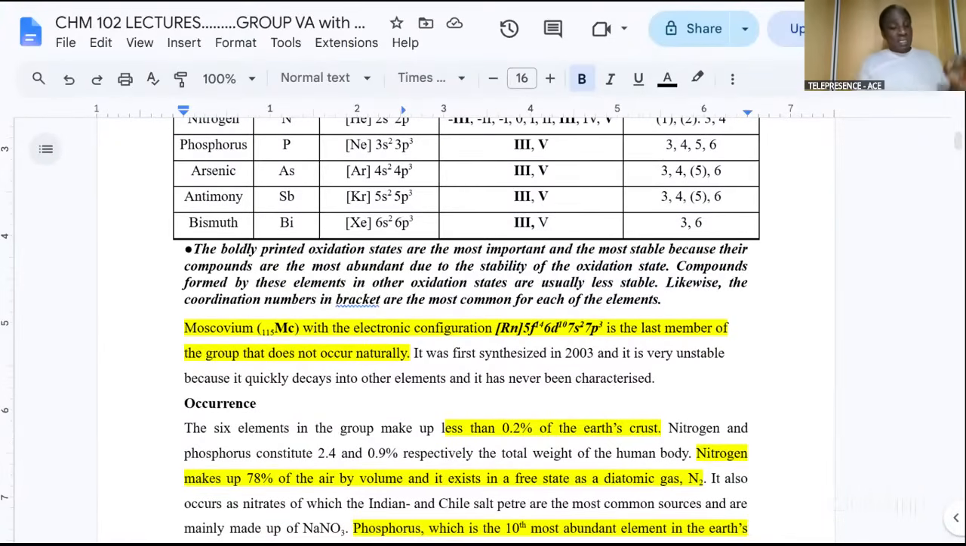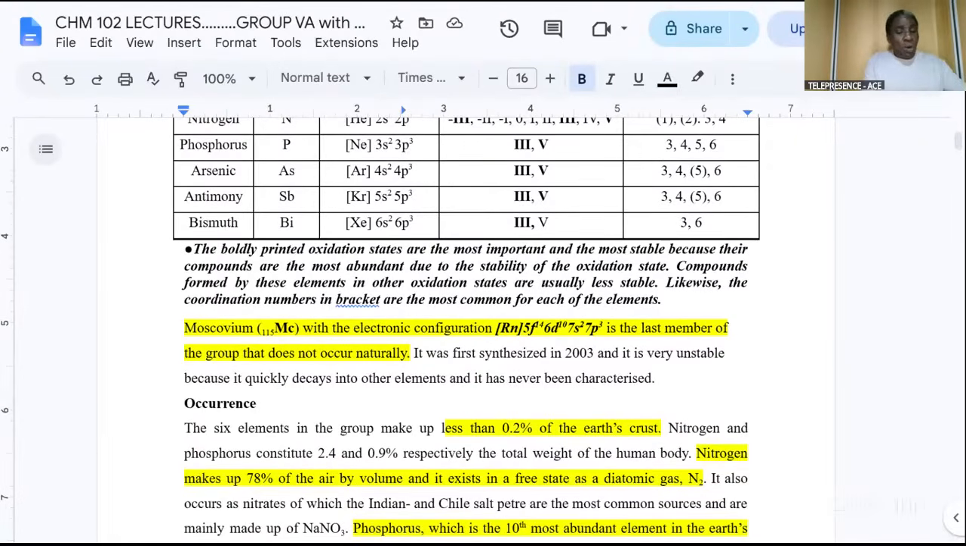You can see that in this case we have more than 4 electrons in the outermost shell, and the oxidation states will be that number of electrons in the outermost shell and 8 minus the number of electrons in the outermost shell. We're talking about 5 electrons here. So we're talking about 5 itself as an oxidation state, and then 8 minus 5 as the second oxidation state. We also have various coordination numbers, and those in brackets are the most stable ones.